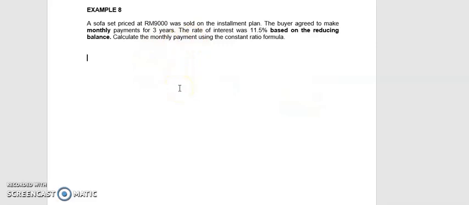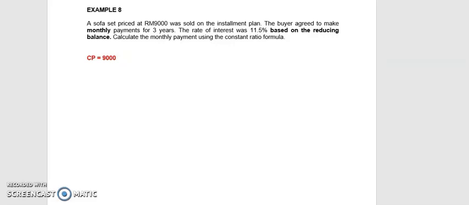Monthly payment is value R. How much do we need to pay every month for the sofa? Okay, extract the information given first. So 9,000 is the cash price. Okay, what else do we have here? Make monthly payments for 3 years.